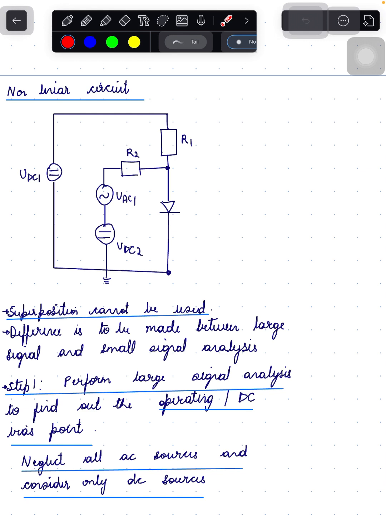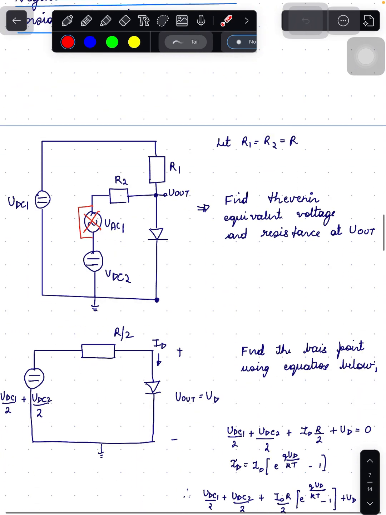First step is to perform the large signal analysis. So here we neglect all the AC sources. Here UAC1 is neglected and only DC sources are considered, that is UDC1 and UDC2 as shown here. UAC1 is shorted, UDC1 and UDC2 are considered. Using Thevenin's theorem, find the equivalent Thevenin voltage and Thevenin resistance as shown here. Thevenin voltage is UDC1 by 2 plus UDC2 by 2. Thevenin resistance is R by 2. Here R1 equals R2 equals R is considered.